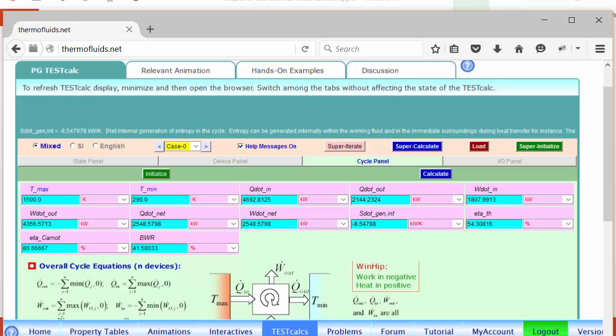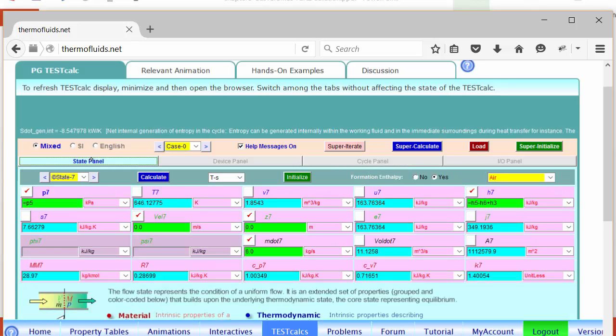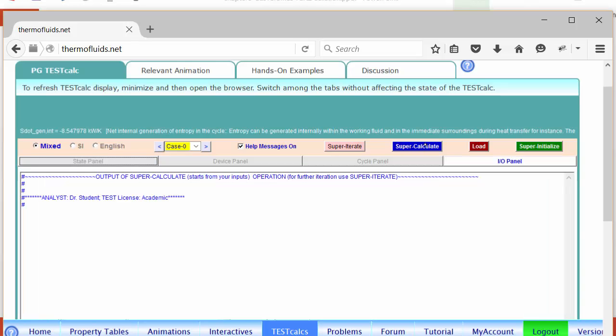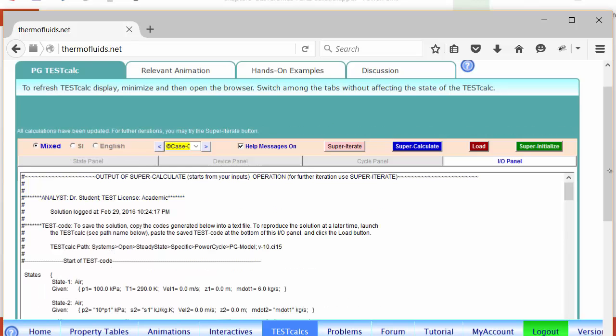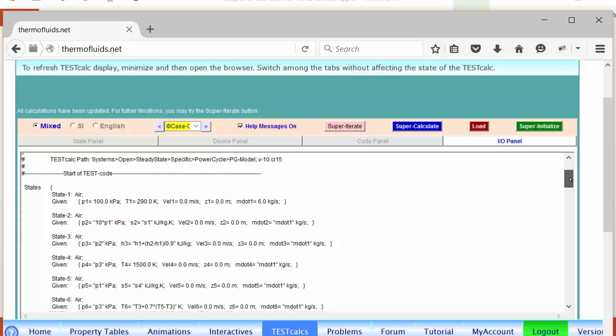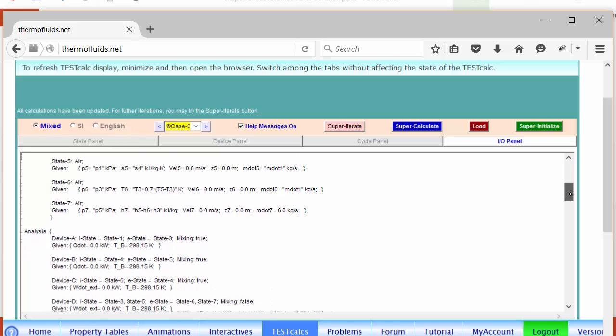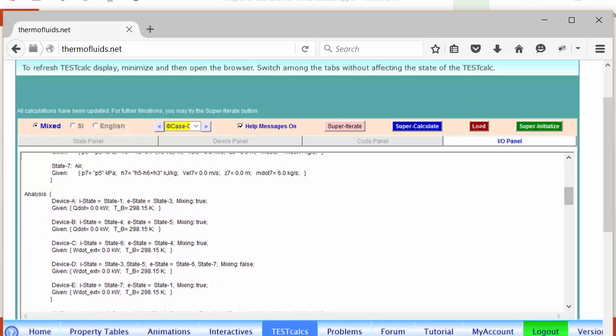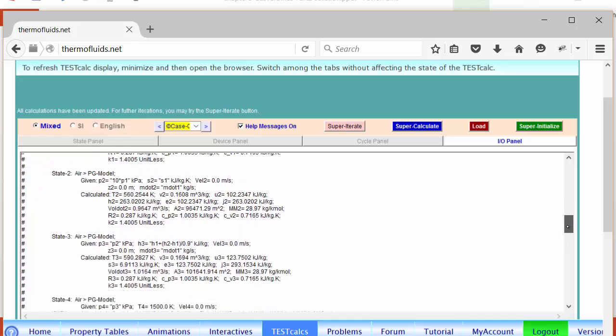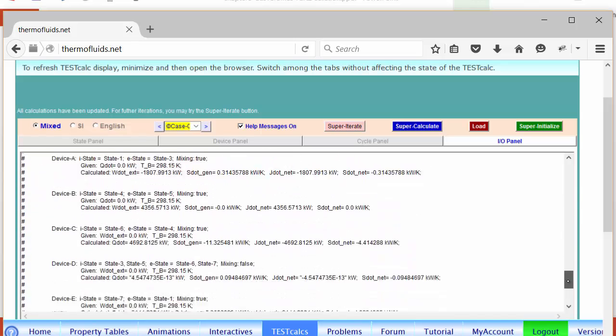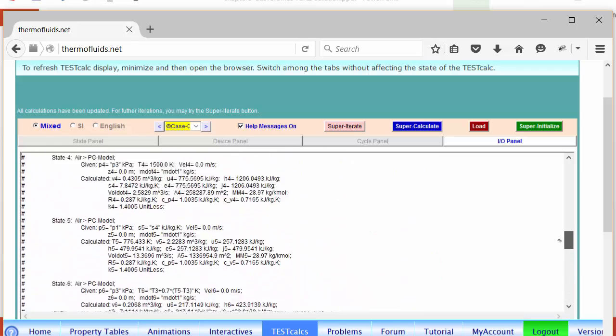Finally, suppose the what-if scenario. Look how simple it is to change a parameter and redo all the calculations. First of all, if you just click the button super calculate, all it does is go back through all the calculations, iterate through them, and it produces test code which you can copy and paste and save for later use. You can then come back and paste it here and click the load button, and it will instantly run the entire case. Also in the output you can see all the detailed output of all the states, all the devices, etc.